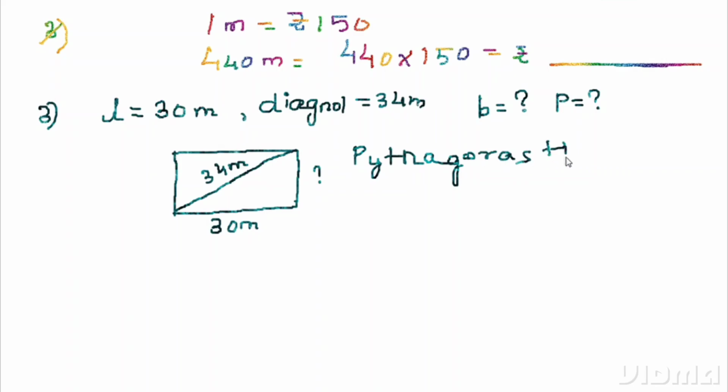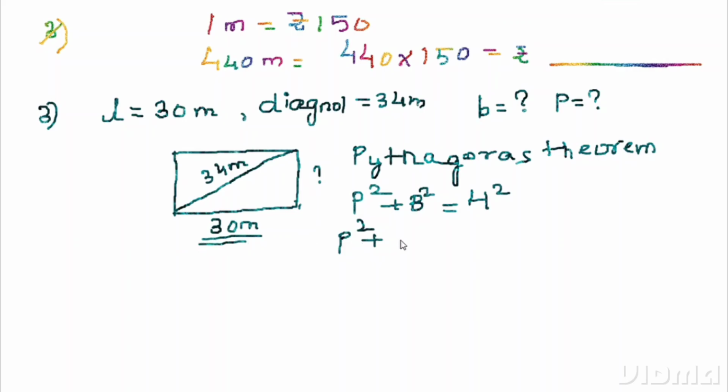So let us see what Pythagoras theorem says. It says that perpendicular square plus base square is equal to the hypotenuse square. So perpendicular is this one, so that is perpendicular square, I don't know. Plus base square. Base is given to me as 30, so I can write that this is 30 square. And hypotenuse, that is the slanting one, is given to me as 34 square. Then perpendicular square will be equal to 34 square minus 30 square.